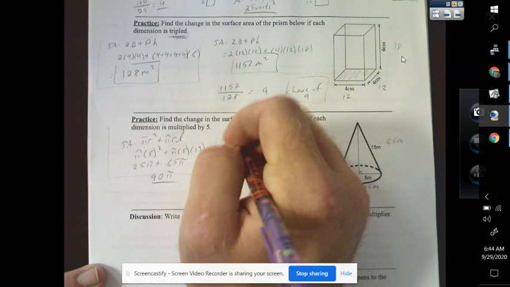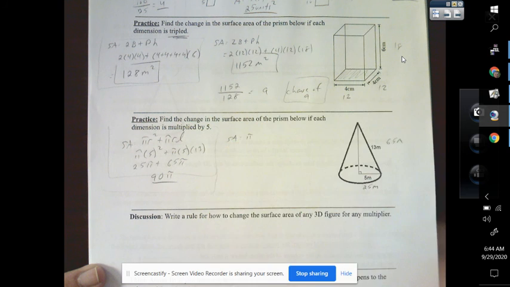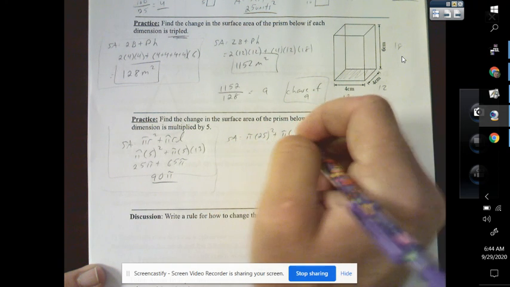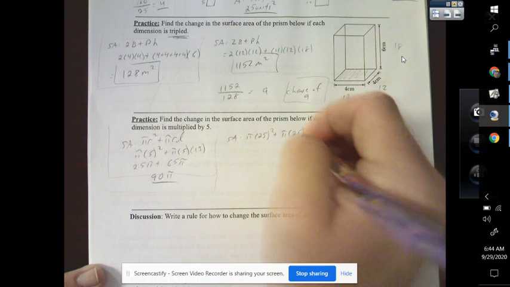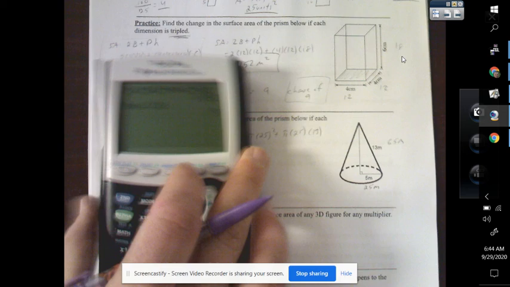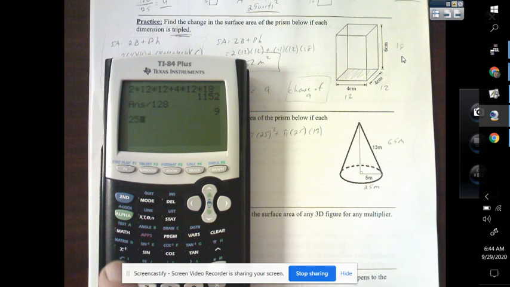So surface area is pi times 25 squared plus pi times 25 times 13. Same idea. I can't do that one in my head as much. 25 squared plus 25 times 13.